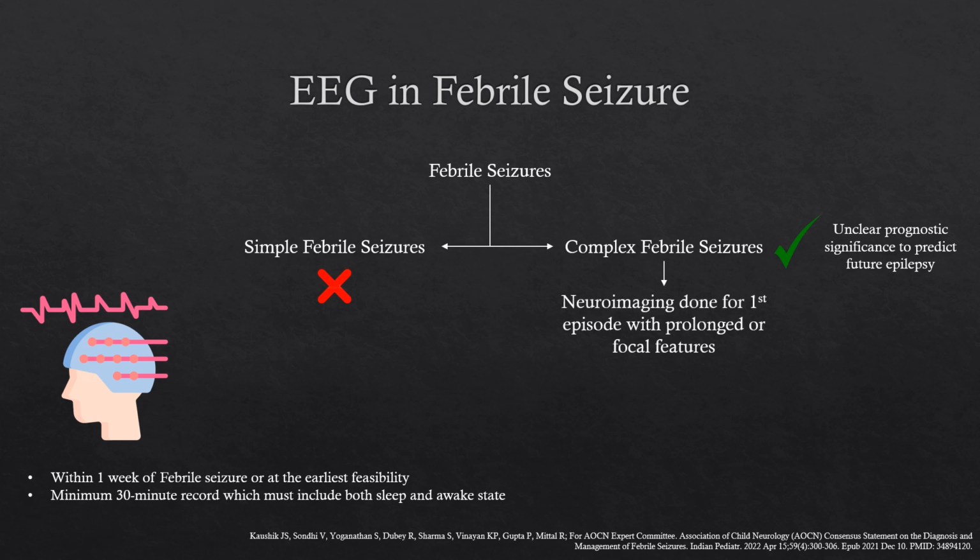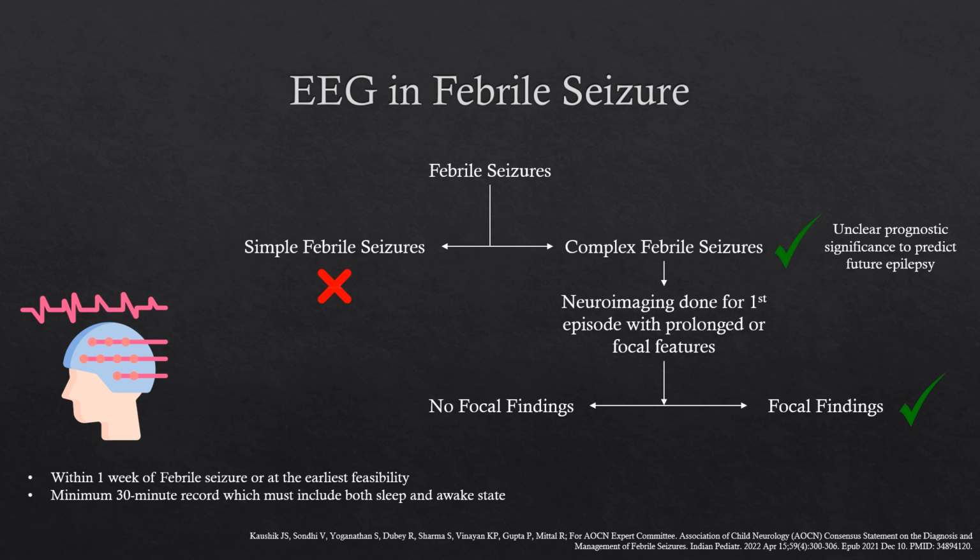Suppose we have done neuroimaging for the first episode of complex febrile seizure having prolonged or focal features, as we learnt in the previous slide. If a patient of complex febrile seizure, first episode with prolonged features or focal features or febrile status epilepticus, in that scenario neuroimaging is indicated within first 72 hours. Suppose we have done that and the neuroimaging doesn't have any focal findings, then we don't need to do an EEG. But if the neuroimaging has revealed some focal findings, then we need to do the EEG.